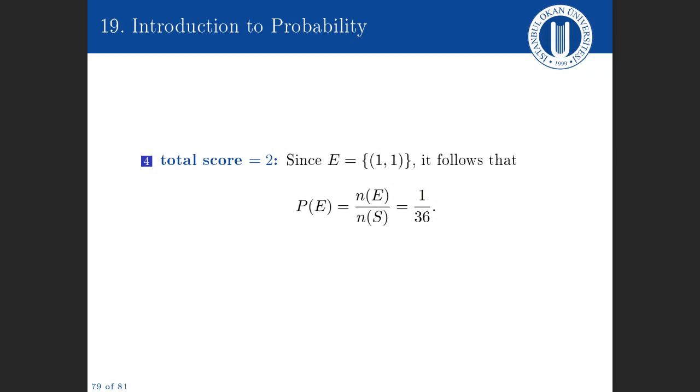How could we get a total score of 2? There's only one way to get a total score of 2. We would have to roll 1 on both dice. So now we're doing 1 divided by 36.